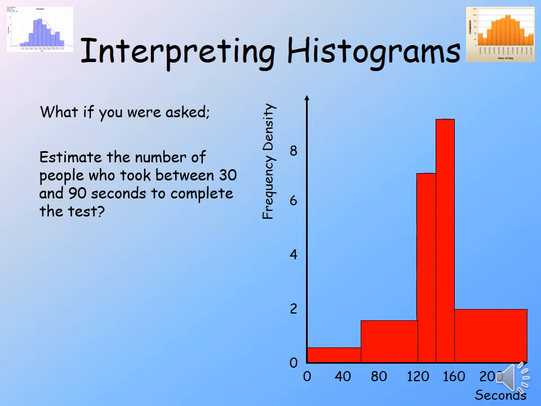Okay, I'm about to reveal the answer. So that is the area that we need, 30 to 90. So here there are two rectangles.